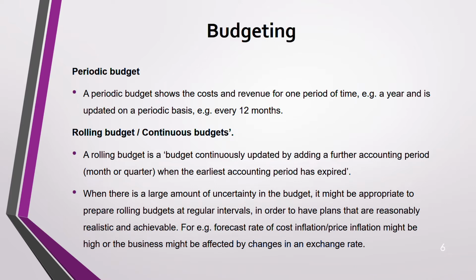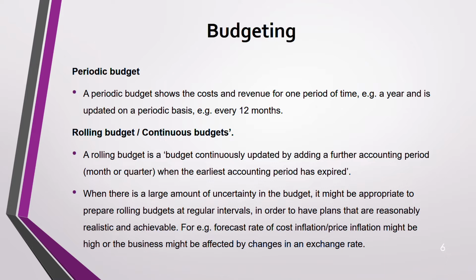When there is a large amount of uncertainty, that time you can prepare this rolling budget, at regular intervals. You decide what interval you want to prepare. For example, if you're not understanding, let me give an example. When you are forecasting the rate of cost or price inflation, inflation might be high, right? Or your exchange rates. That time you can do this rolling budget.